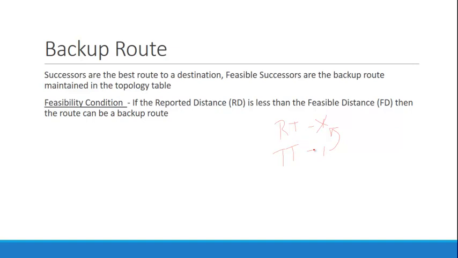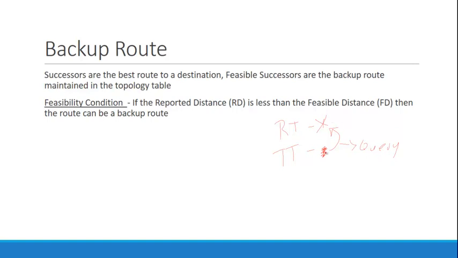If for some reason, let's say I had drawn the picture differently, and R3 went in through R2, and that made the reported distance greater than the feasible distance, then this would have never been in the topology table, which requires EIGRP to query its neighbors to try to find a backup route, or to try to find a route, because now its route went down.